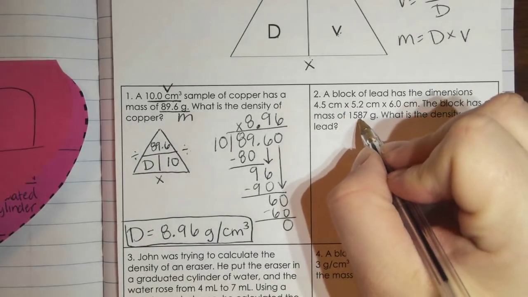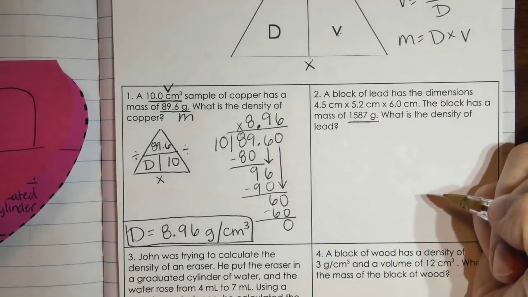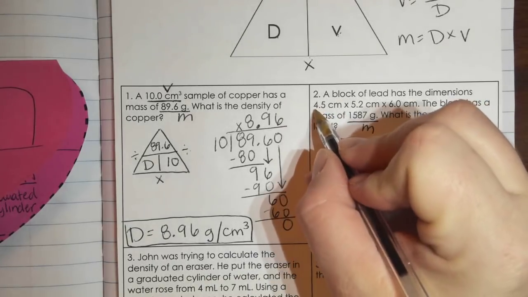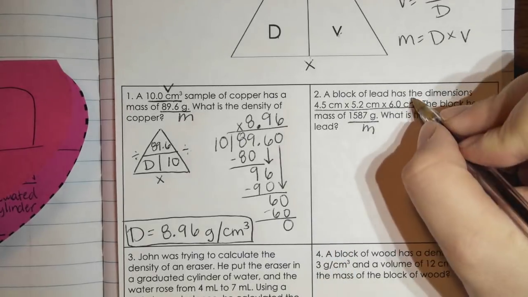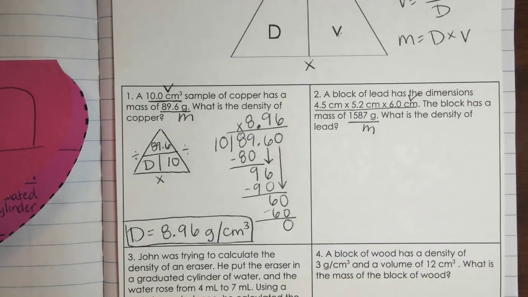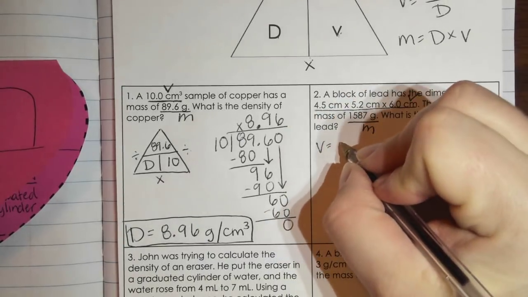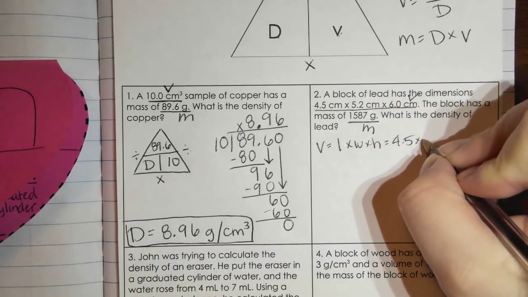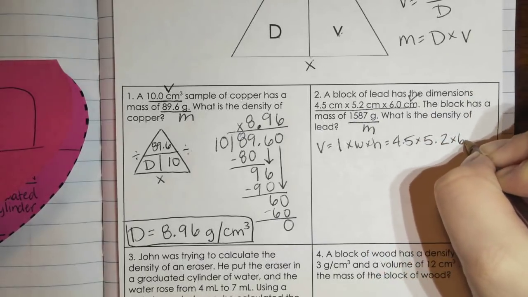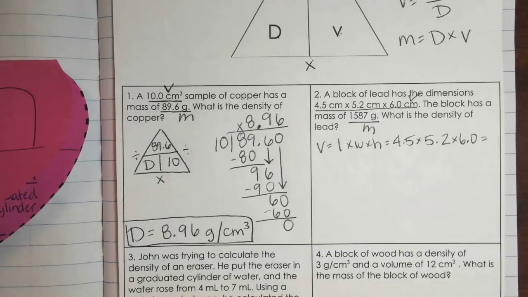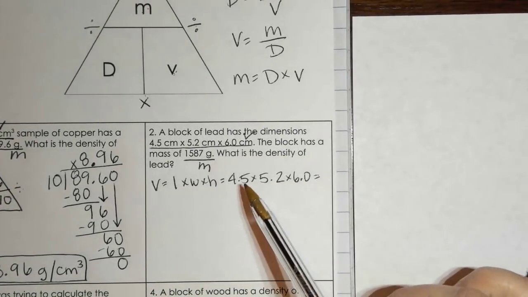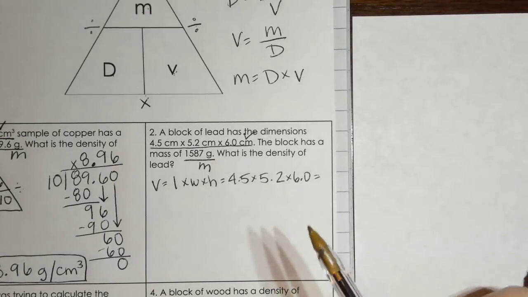Now, I know that my mass is 1587 or 1,587 grams, but I don't exactly know my volume. What it gave me were the measurements, the length, the width, and the height for my volume. So I'm actually going to have to do a calculation here where volume equals length times width times height. So that equals 4.5 times 5.2 times 6.0. In this case, I'm going to use some scratch paper over on the side since our notes were kind of limited. I need to multiply 4.5 times 5.2 times 6.